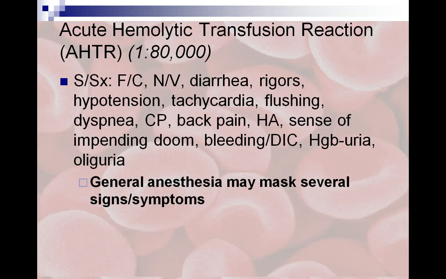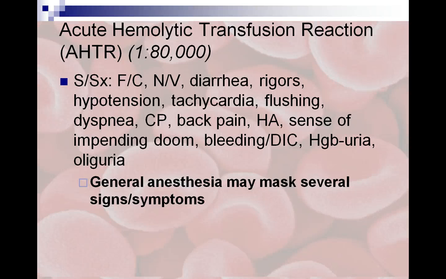Now let's talk about some transfusion reactions. The one that people think about most when they think about a reaction is an acute hemolytic transfusion reaction. This is the reaction that occurs when a patient gets the wrong blood type. It's actually pretty rare. It happens about 1 in 80,000 transfusions.